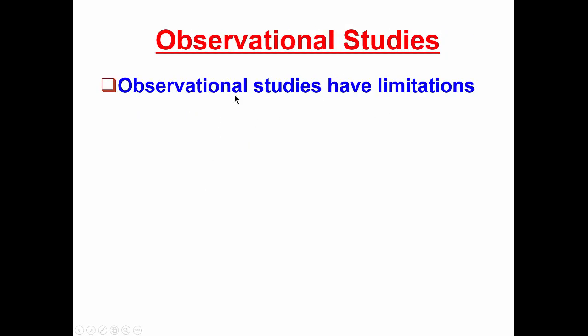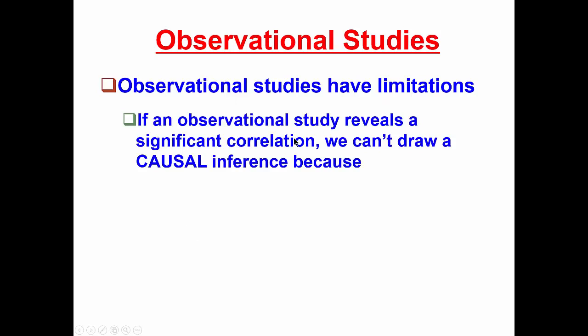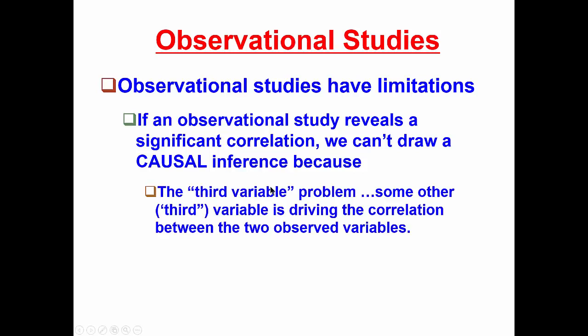Observational studies, though, we should say, have many limitations. One of the limitations is that if an observational study reveals a significant correlation, we can't draw a causal inference. And there are a couple of reasons why. One is the so-called third variable problem. Some other or third variable might be driving the correlation between the two observed variables.